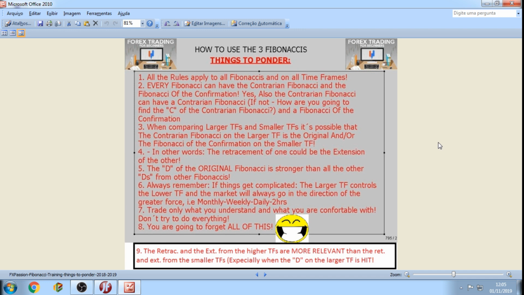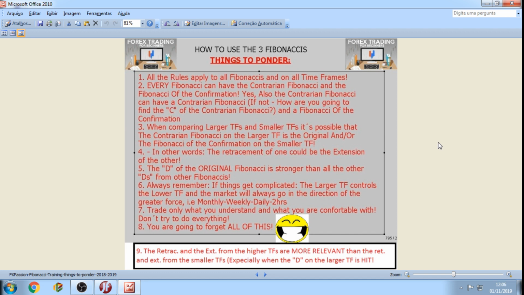You know. Number 5, the D of the original Fibonacci is stronger than all the other Ds from other Fibonaccis. Okay, this is also so important, we're going to explain today. Number 6, always remember, if things get complicated, the larger time frame controls the lower time frame, and the market will always go in the direction of the greatest force, of the greater force.